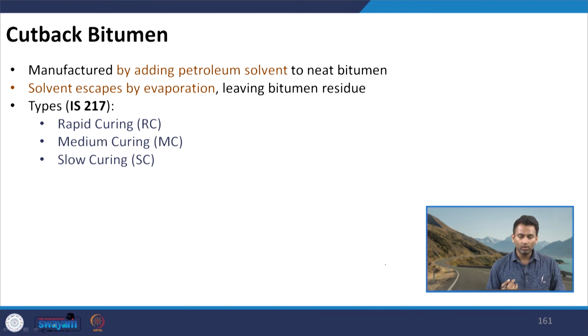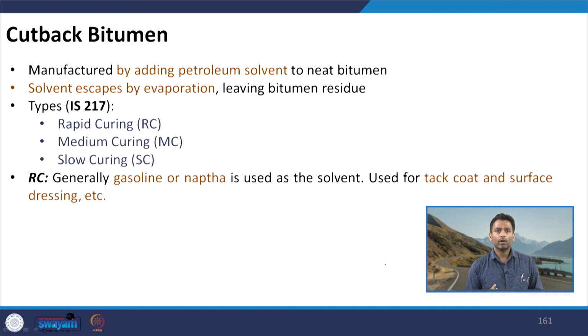We have rapid curing, depending on how fast the solvent can evaporate from the cutback system. So, we have rapid curing, medium curing, and slow curing cutback bitumen. Talking about rapid curing bitumen, here very light components of the crude oil distillation products, for example gasoline and naphtha, are used as solvent, and this is the reason why it is rapid curing, because these solvents can evaporate very quickly. Alright. So, these are used for tack coat and surface dressing works.